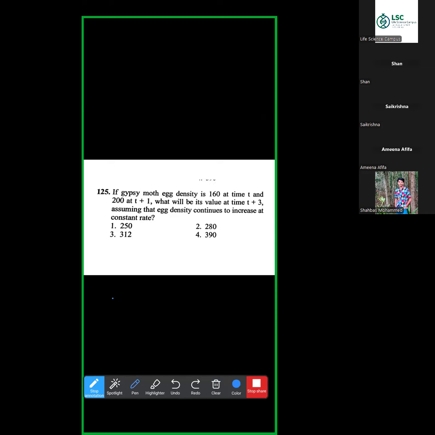They have said constant rate. It is not a constant number. The ratio will be constant. Is it clear?